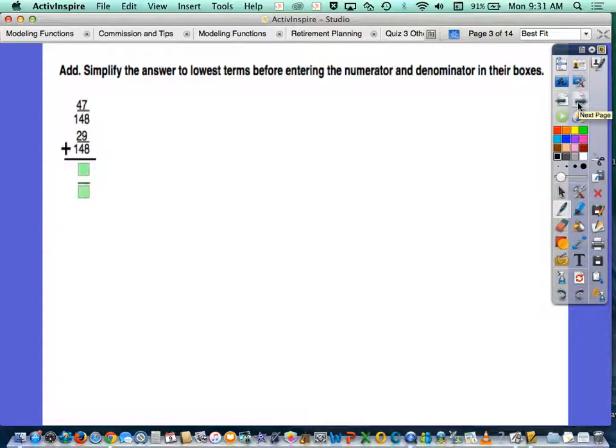Guys, look for this clue today. Reduce, simplify. If it tells you to reduce or simplify, you're probably going to need to do that. Follow with me? If it tells you to reduce or simplify, you're going to need to do that. Okay? To add fractions, you add the numerators together. So 47 plus 29 is 76. You keep the denominator the same.